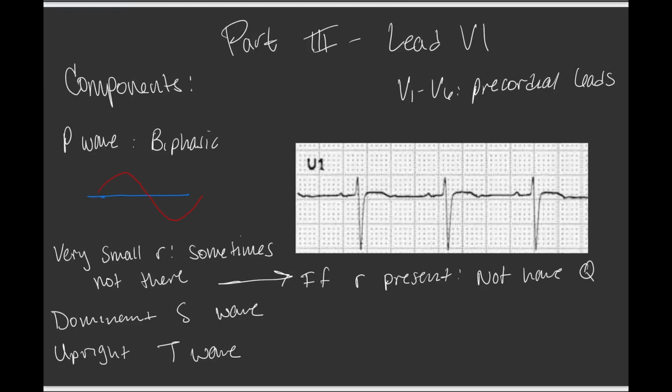So here we see in that example, we have this upright, slightly biphasic P wave. We have our R wave. We have the S wave. And the S wave is much larger than the R wave, so we call that the RS complex. And we see this small bump is the T wave.